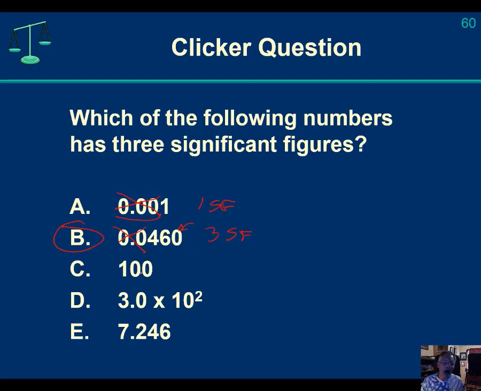Let's go on. I don't know whether these zeros are significant. This could be exactly 100, but for these zeros it's unknown whether they're significant, so I choose not to count them for certainty's sake. So there is only 1 significant figure in this particular case.